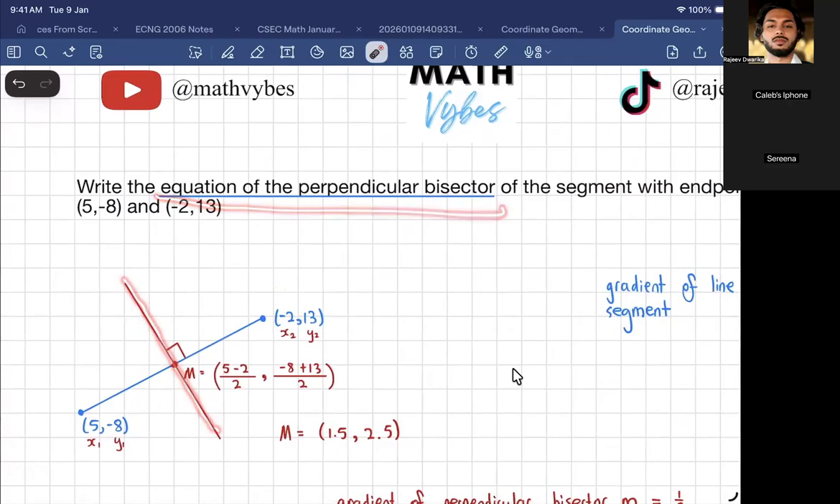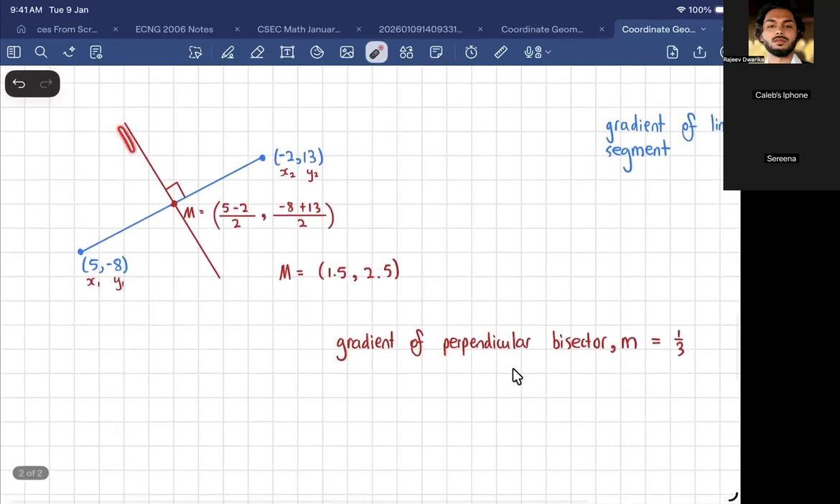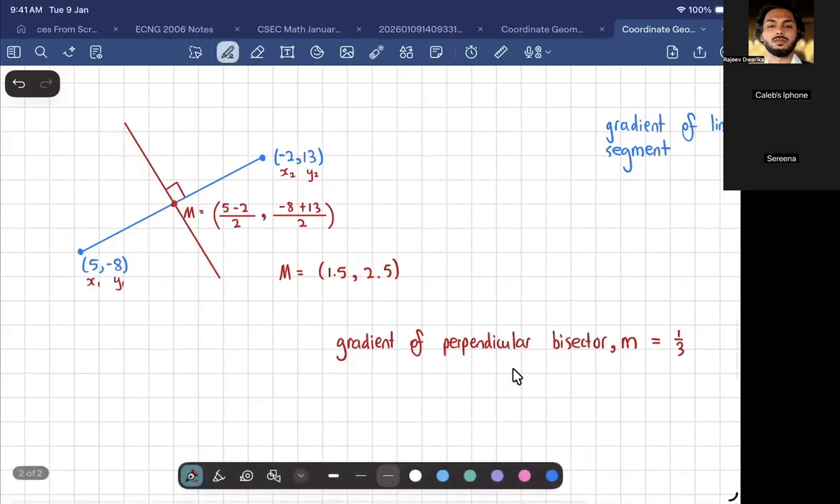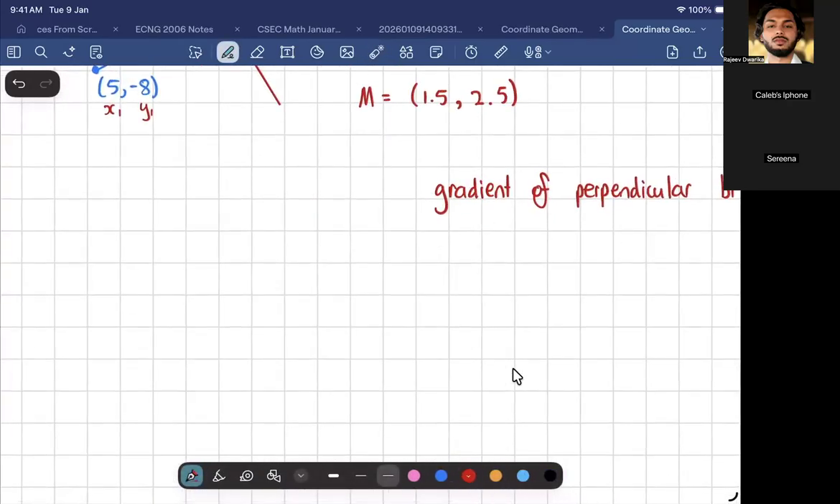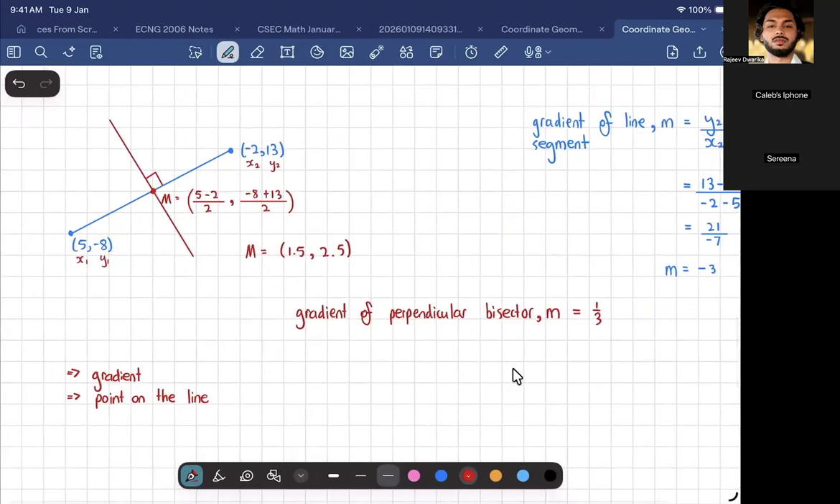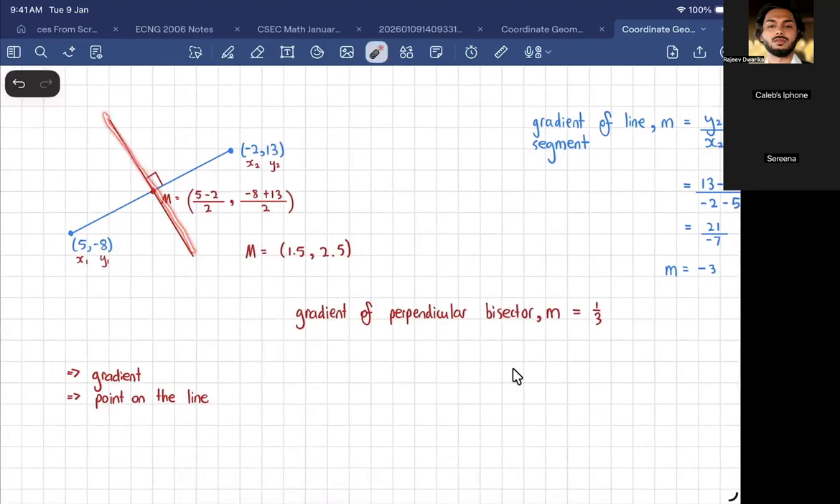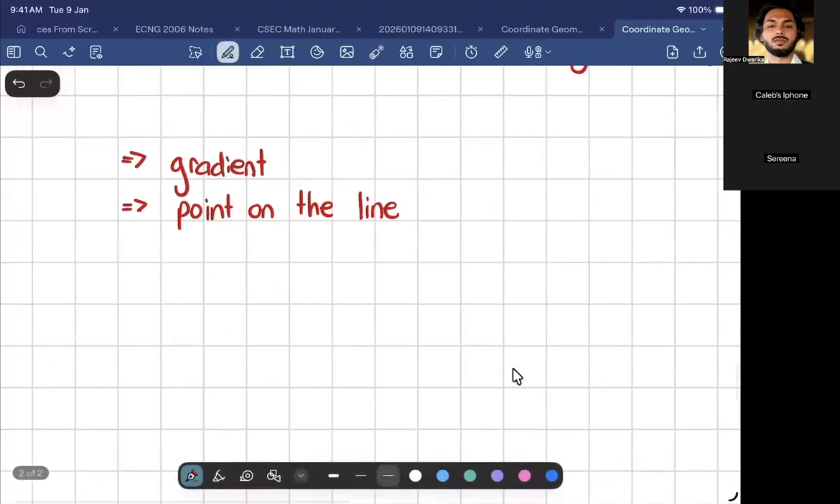Yes. So if you want me to do that, then we need to figure out the gradient of the line, and we need to figure out a point on the line. So anytime you're dealing with lines, you need to figure out two things. You need to figure out the gradient, and you need to figure out a point on the line. Do we have all of those things for the perpendicular bisector, which is the red line? Yes. Great. So now we could use the equation of a line formula.